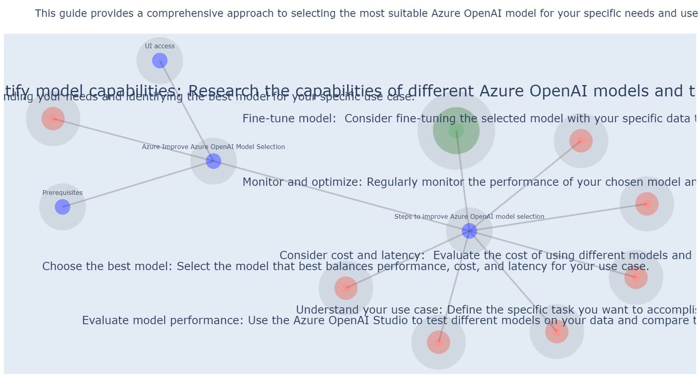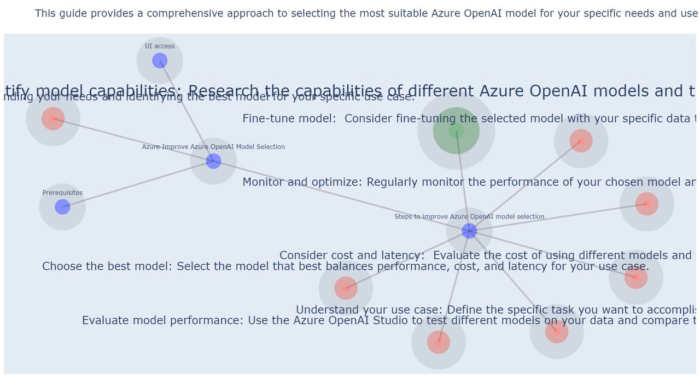Identify model capabilities. This step involves researching and understanding the capabilities of different Azure OpenAI models available. Each model has its unique strengths and weaknesses, and it is essential to identify those that align with your specific use case. This involves exploring their training datasets, specific skills, and performance characteristics.